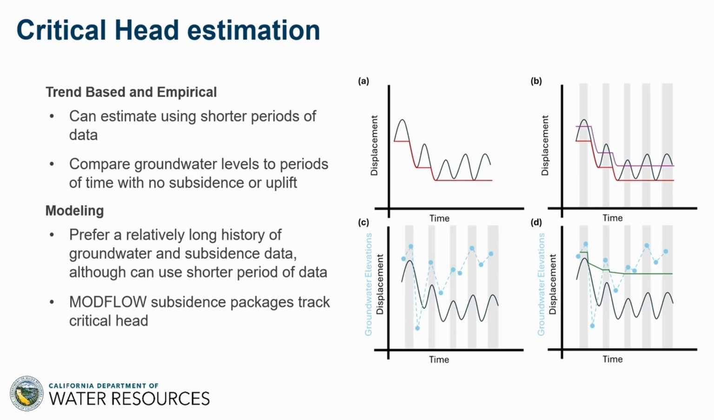The empirical analysis approach requires additional time and data to develop and interpret than the trend-based analysis. However, it provides a more quantitative estimate of critical head. And additionally, if a structured workflow is developed for the empirical analysis, it can be quickly implemented in multiple locations.